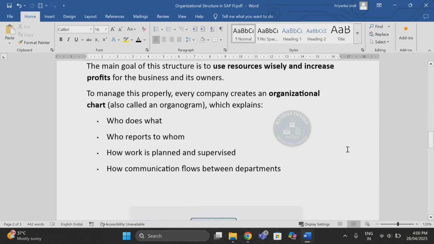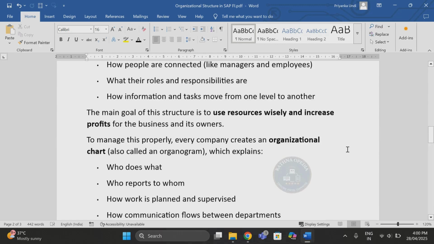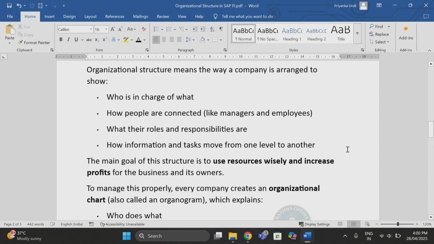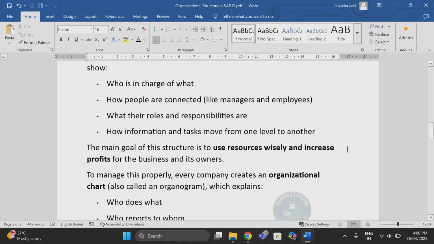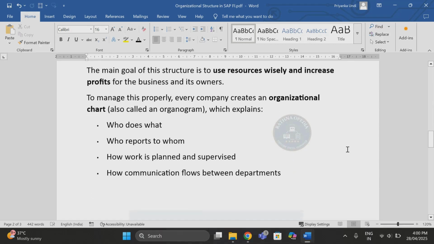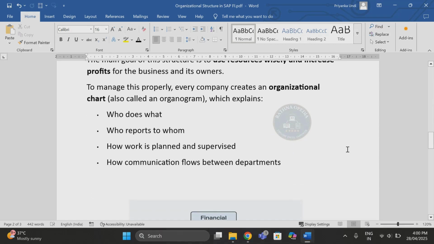To manage this properly, every company creates an organizational structure. Every company needs an organizational structure. Why? Because the company needs to know who is in charge of what, how people are connected, what their roles and responsibilities are, and how information and tasks move from one level to another. To manage this properly, every company must have an organizational structure or organizational chart.